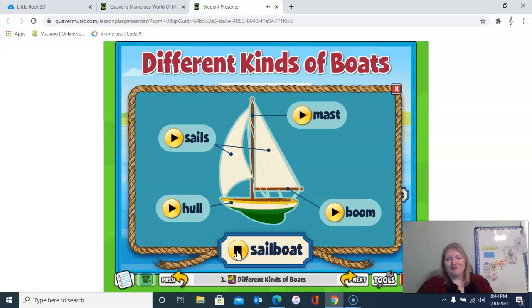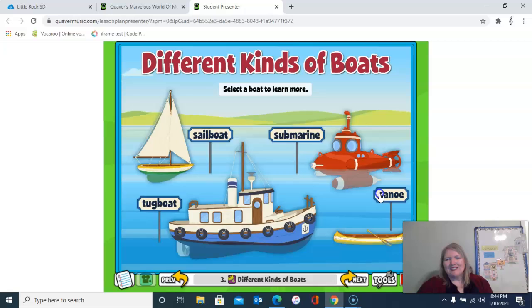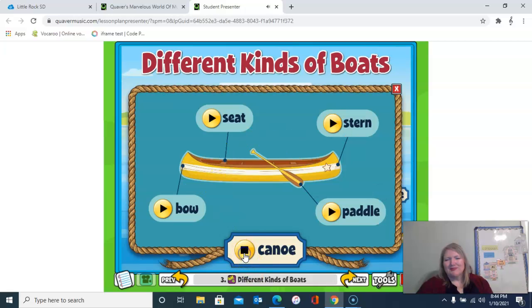Sailboats have large sails that fill with wind. Sailboats can be big or small and travel on oceans, lakes, or rivers. Sometimes they even race with other sailboats. All right, that's the sailboat. Let's go ahead and listen to the canoe. Canoes are long, narrow boats that are pointed at both ends. They usually hold one or two people and can go in any type of water.